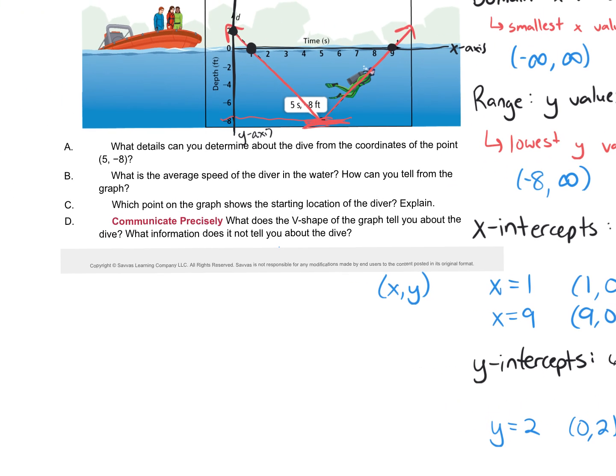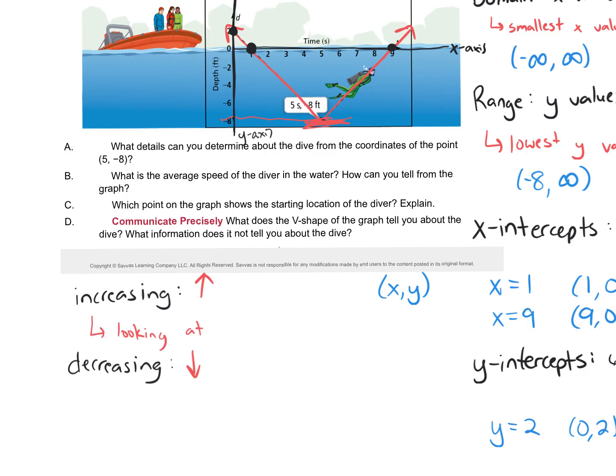Last two, I'm going to come over here just so I have room. We're going to talk about increasing and decreasing. What does it mean to increase? It means to go up, right? What does it mean to decrease? Go down, exactly. Biggest thing with increasing and decreasing is we are looking at the x values. Okay, for both increasing and decreasing.